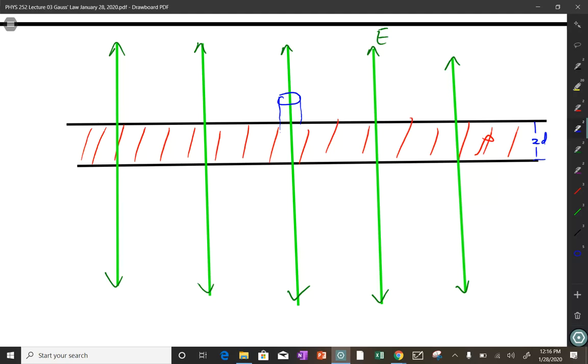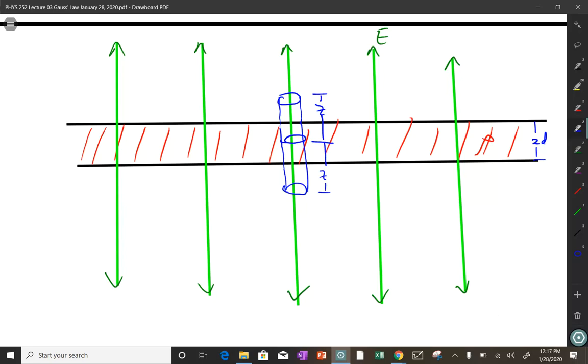I'll tell you the two options. One option is to end it right here in the middle, because based on symmetry, if it's pointing out everywhere, it's got to be zero there. The other option is to be symmetric, so that you have the same distance above and below. Either one is taking advantage of the symmetry.